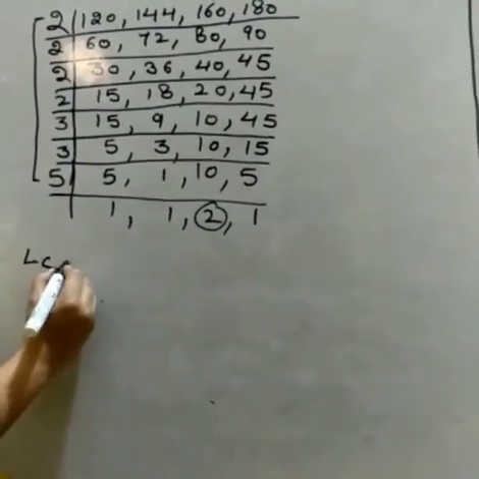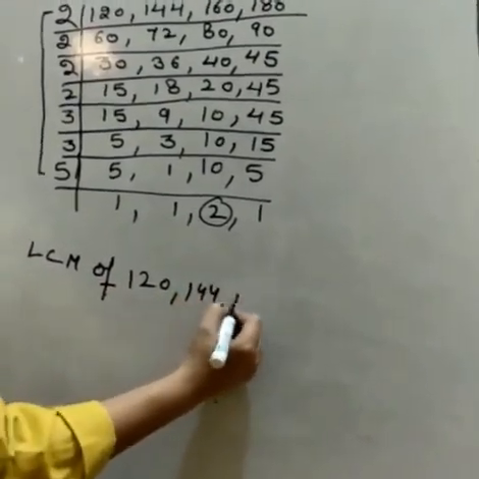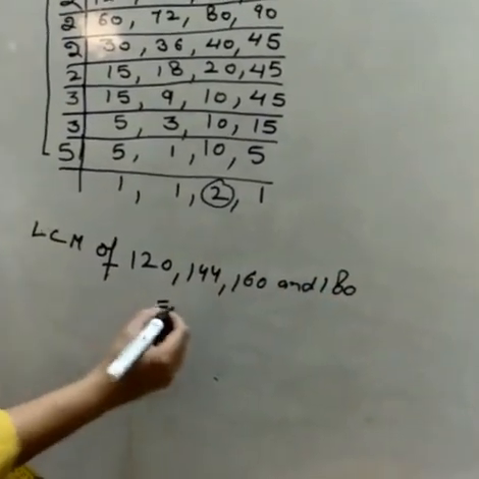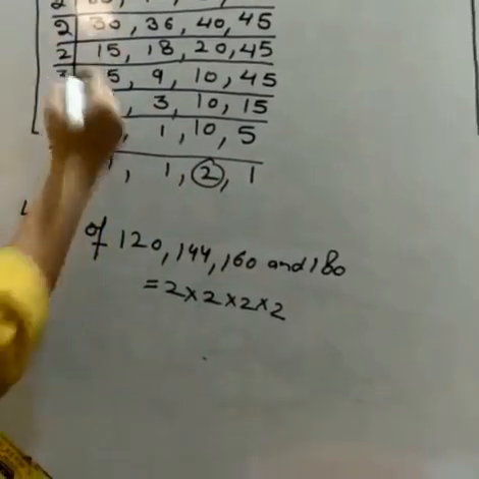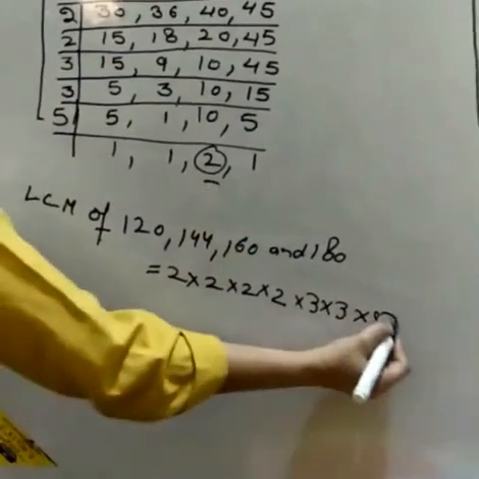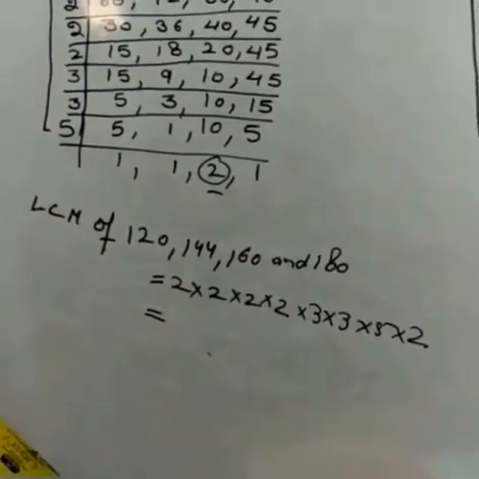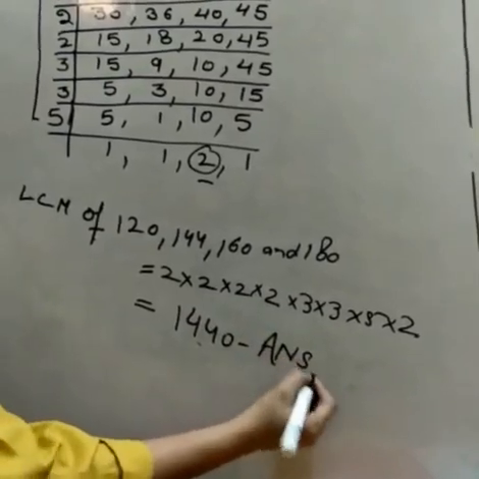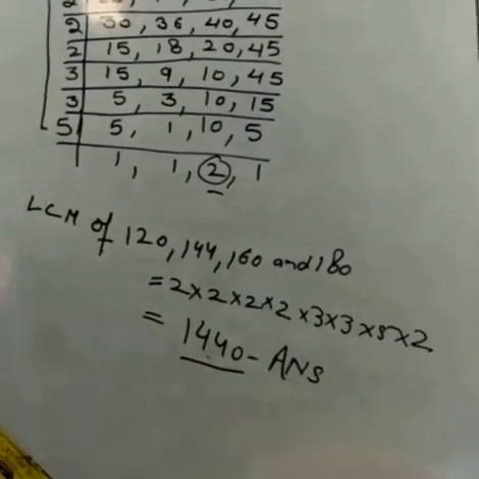So LCM of 120, 144, 160 and 180 will be 2 multiplied by 2 multiplied by 2 multiplied by 2. 4 times 2 will come, 2 times 3 will come, 1 time 5 and 1 time 2. So on multiplying all these numbers, we will get 1440. So this is answer. LCM of 120, 144, 160, 180 is 1440.